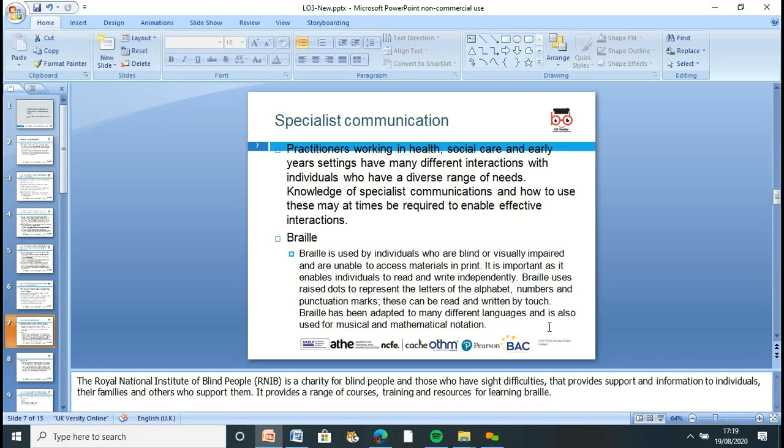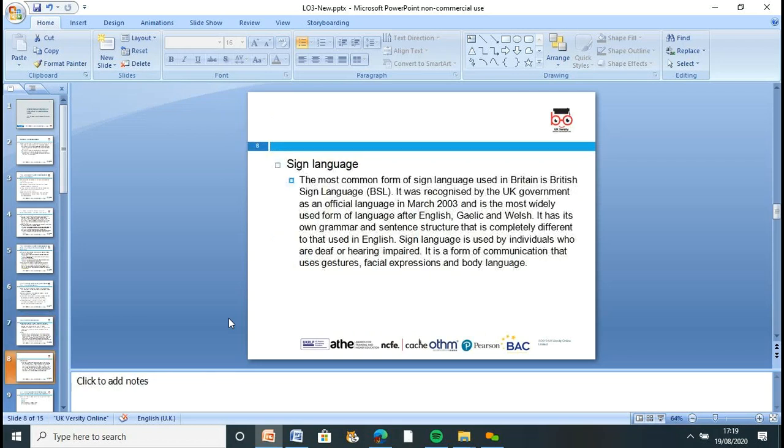Okay, and specialist communication. Practitioners that work in health and social care and early years have to interact with different individuals who have a different range of needs. There's quite a diverse range of needs out there. So knowledge of specialist communications and how to use these may at times be required to enable effective interactions. For example, Braille. Braille is used by people who are visually impaired or blind. They can't read anything in print. So Braille helps them to read and gain independence.